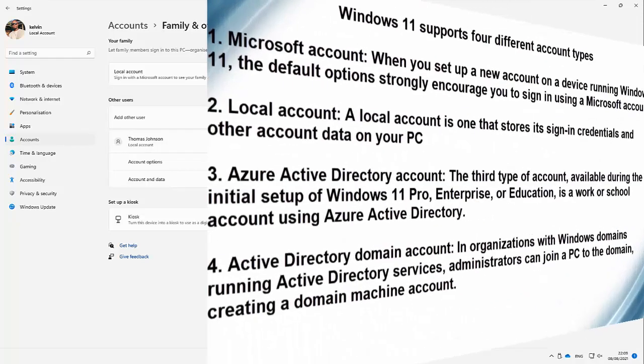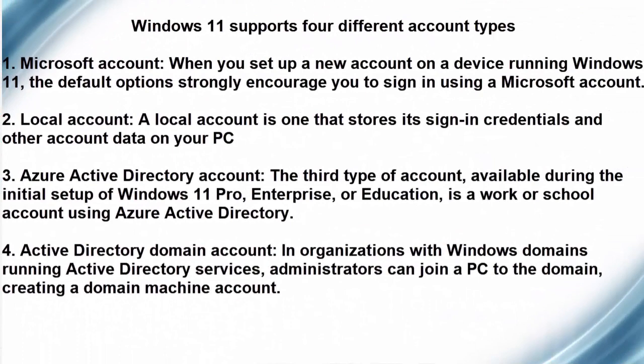So the third account we have is the Azure Active Directory account. The third type of account available during the initial setup of Windows 11 Pro, Enterprise or Education is a work or school account using your Azure Active Directory. This account only works when you are working in a company or attending a school. Definitely your school will have an Azure Active Directory Office 365 tenant.